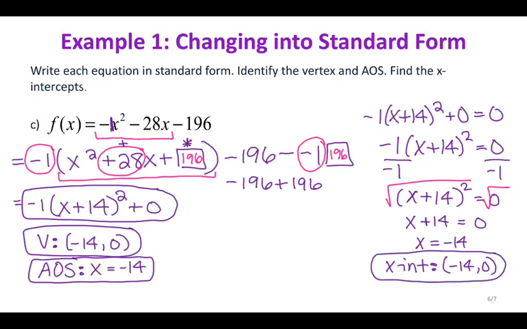Now, if you look at what we have, compare your x-intercept to your vertex. They are the same. So anytime your vertex has a y-coordinate of 0, that's also going to end up being your x-intercept. So just a little fun fact for you.